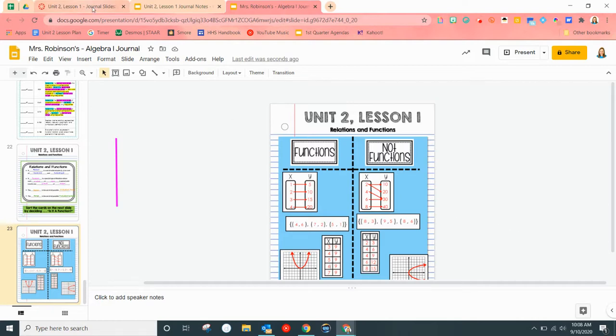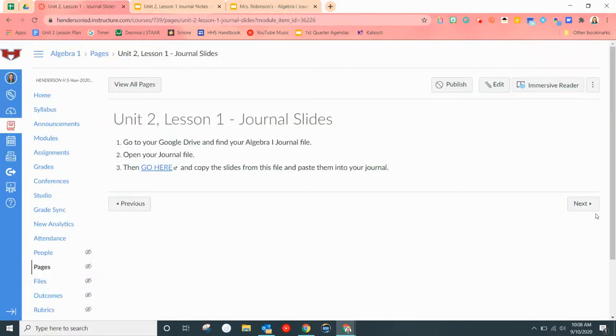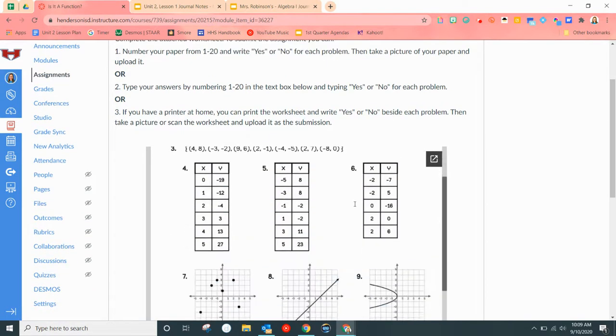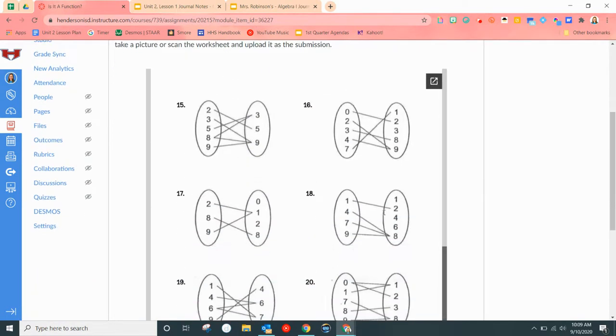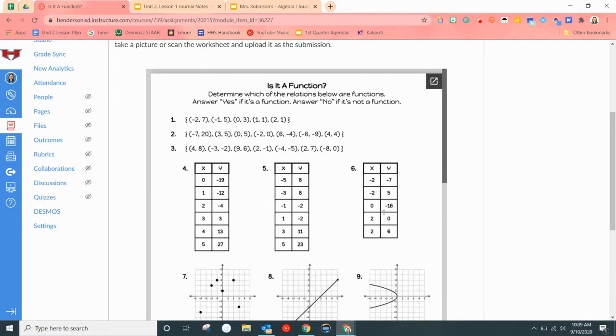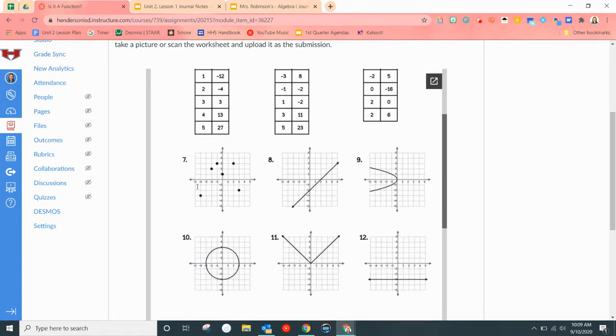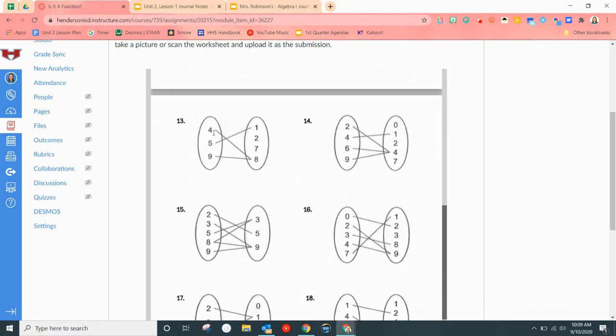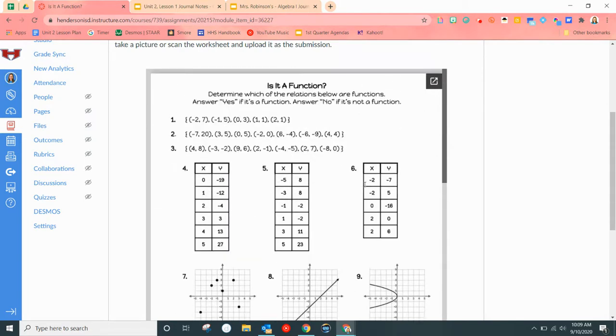Now, I do have an assignment. I want examples like we just went over here. If you hit next in Canvas, there's this assignment, is it a function? So I've given you a big old list of functions here. So all I need you to do is say yes or no. Look at number 1. Is this set of ordered pairs a function? Are these tables, these sets of ordered pairs functions? Are these? You can use the vertical line test for your graphs. Here's some mappings. Are any of your x values cheating? Are they paired with more than one y value? So all you have to do is put yes or no.